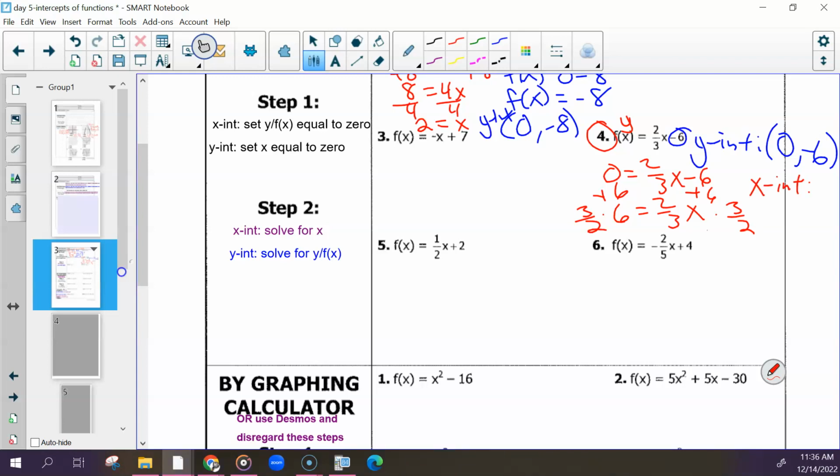What would your x value or x-intercept be? Lily? Write that as an ordered pair. What would that be? X-intercept is 9. How would we write that as an ordered pair? Victoria? 9, 0. Questions on how we find x or y intercepts algebraically in this format?